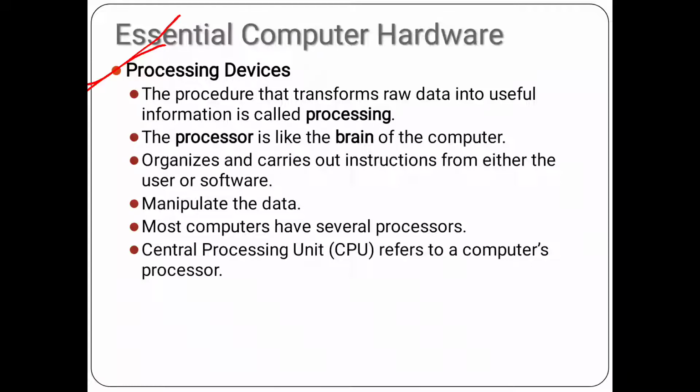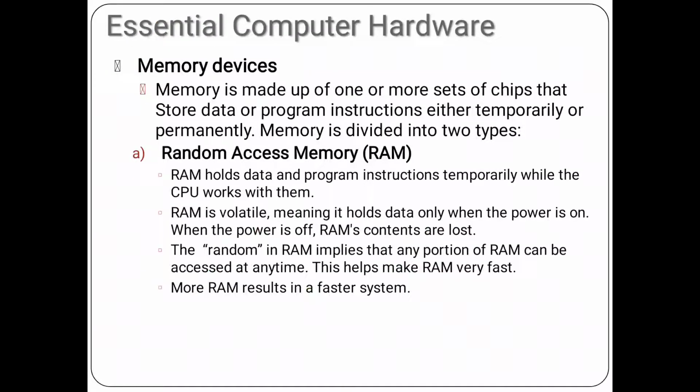The processor is like the brain of the computer, organizing and carrying out instructions for the use of software and manipulation of data. Most computers have several processors, central processing units. CPU refers to the computer's processor.